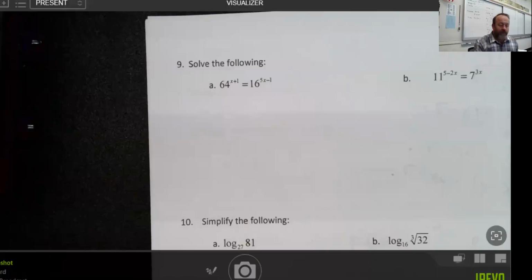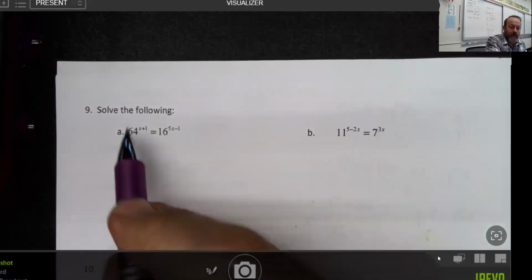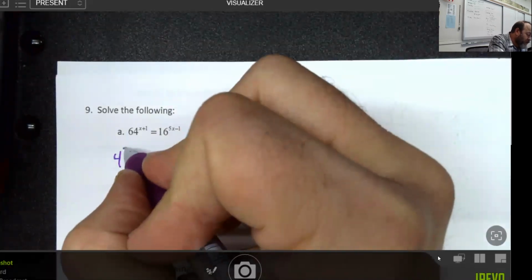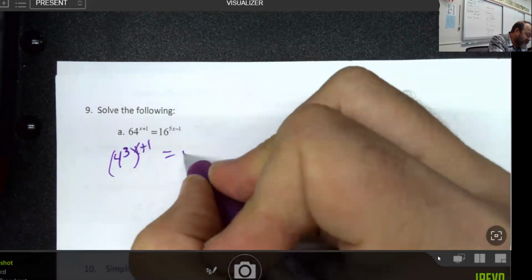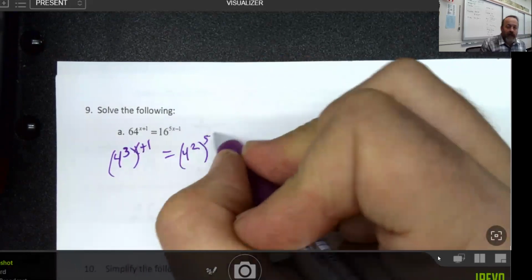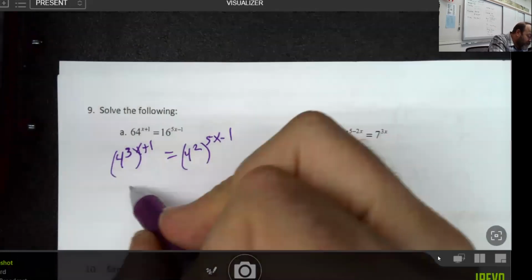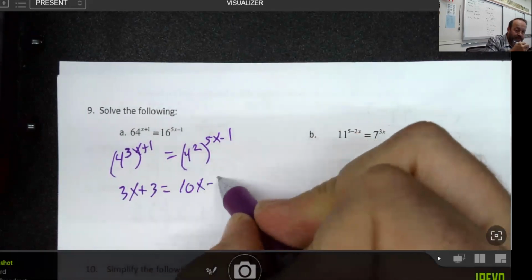Okay, so first problem, a fairly straightforward little question where we have a common base that's pretty easily recognizable. We're playing around with the number 4 in this. 64 is 4 to the third, and 16 is 4 to the second. So now that we have matching bases, we just simply want to match up those exponents. So 3x plus 3 would be equal to 10x minus 2.